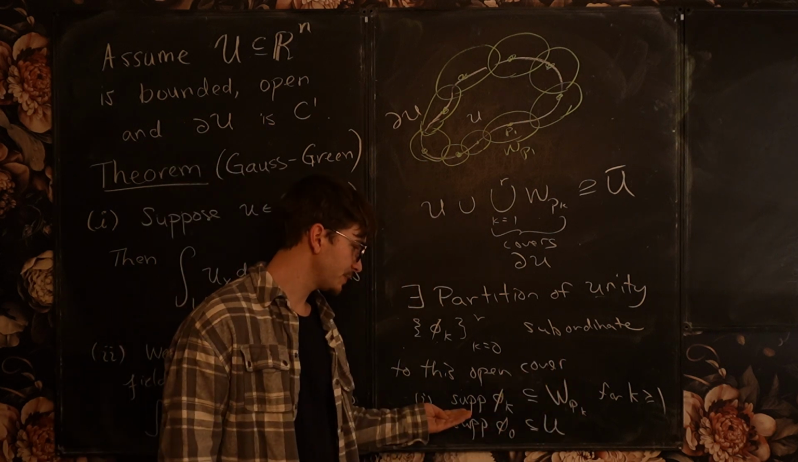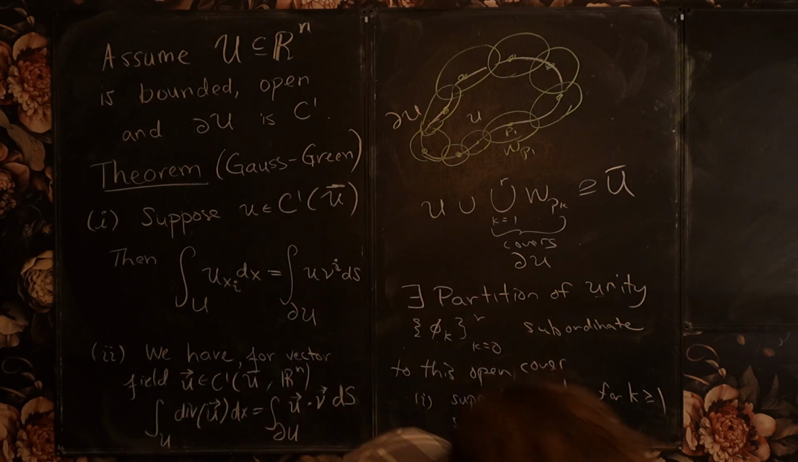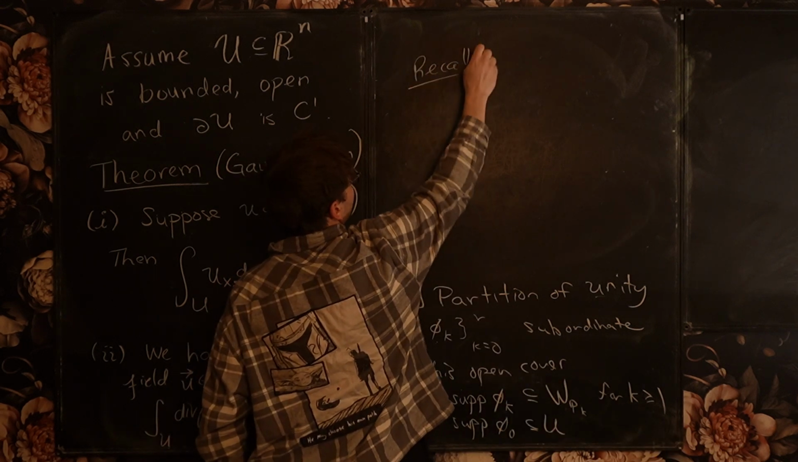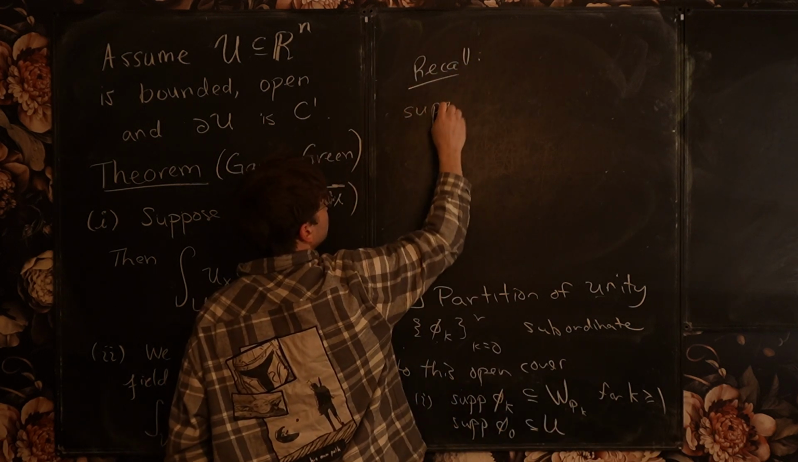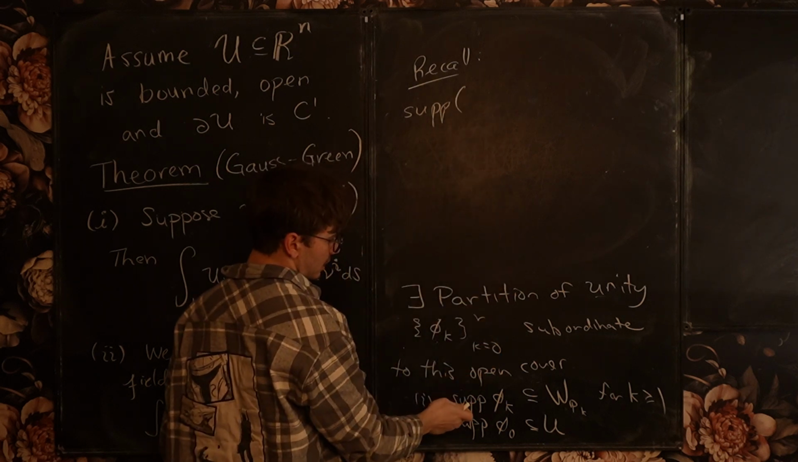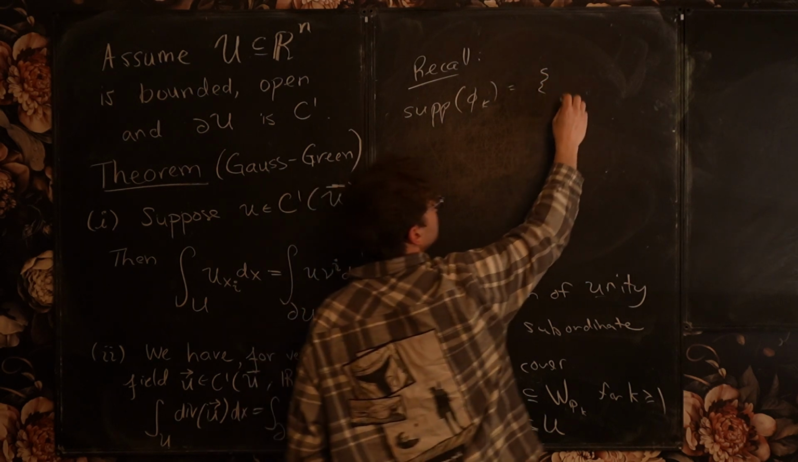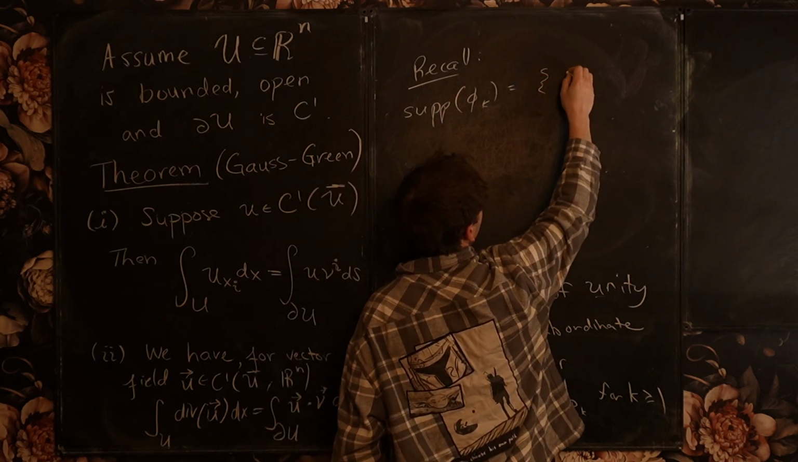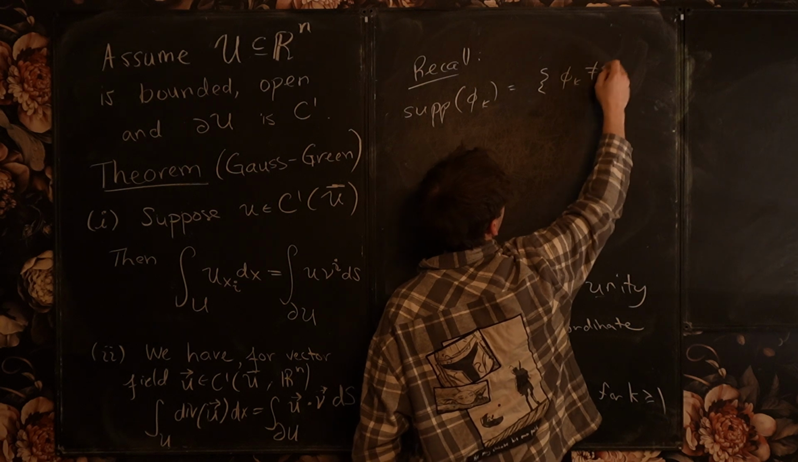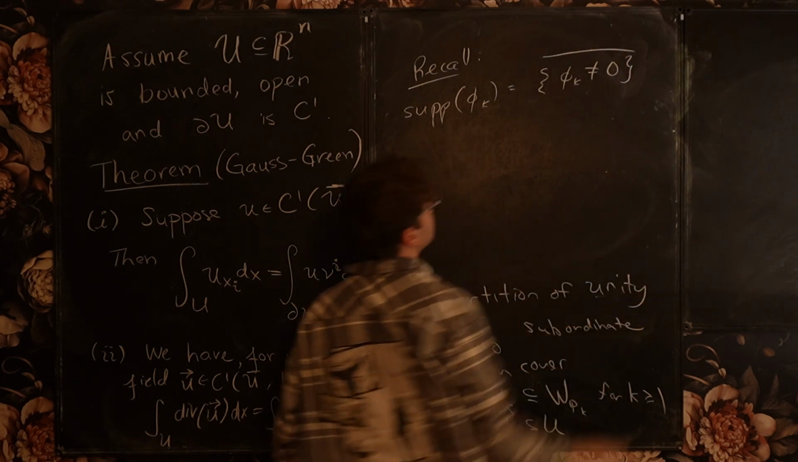So essentially, recall that the support of phi k is defined to be the closure of the set of points where phi k is not equal to 0.